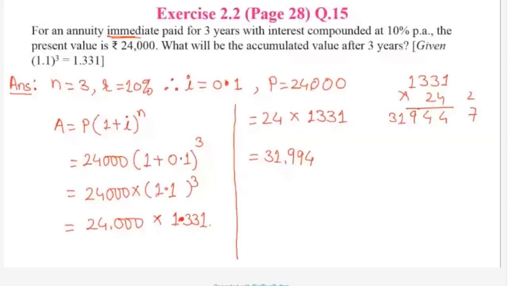So final answer, accumulated value. While copying down, I made a mistake. It is 31,944. Thank you to everyone who rectified. Accumulated value is rupees 31,944.